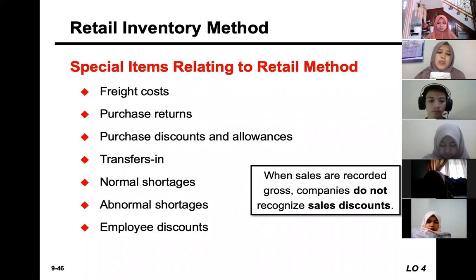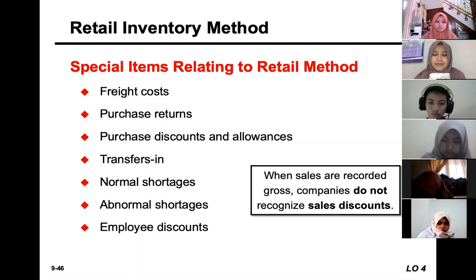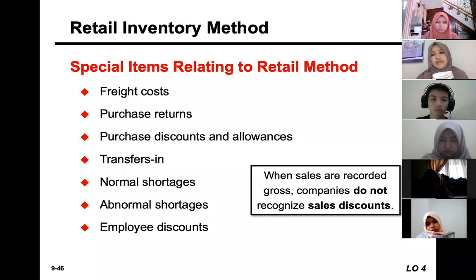Okay, how is it different normal and abnormal shortages? Any idea? What's example of abnormal shortage? No?